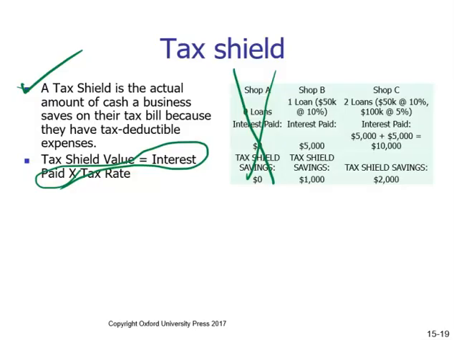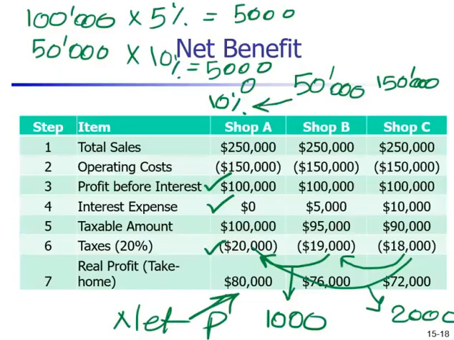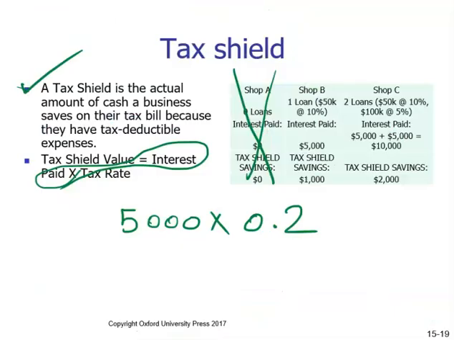How much is the interest? We don't care about the amount of the loan. How much is the interest? 5,000 is the interest, as you can see here. Interest paid. And good news for Shop B, they don't have to pay tax on the interest part. So the rate of tax is 20%. Was it mentioned in the question? Oh yeah, here we have it in this table, taxes 20%. So you come up with the number 1,000 that we got.